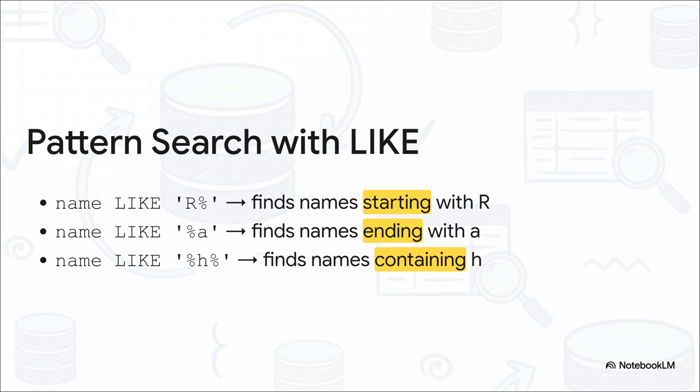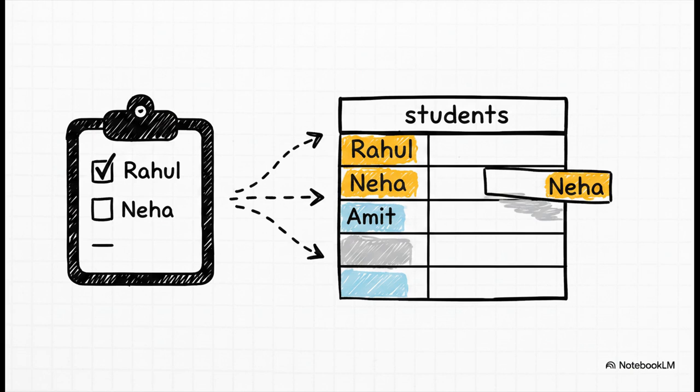First up is like. This is amazing for when you're looking for patterns, not just an exact match. It uses the percentage sign as a sort of wildcard. So if you search for like R%, you're asking for any name that starts with an R. If you search for like %A, you're asking for any name that ends with an A. And if you put the percent signs on both sides, it'll find an H anywhere inside the name. This is a lifesaver.